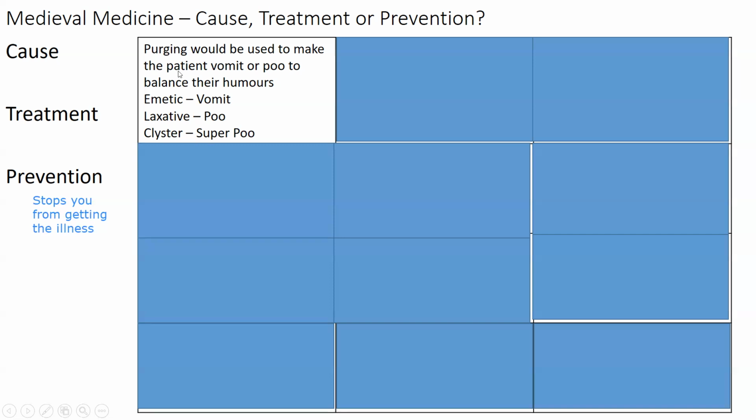Remember, all of these things would be done through herbs, and there would be a range of mixture of herbs to help people purge. This would be a form of treatment. So as we go through, it's really important that we understand which one is which. So we've got that there.